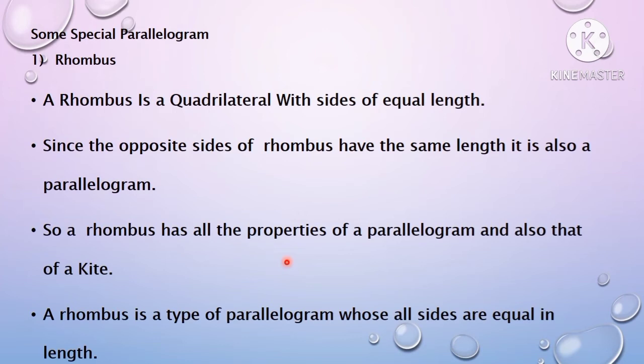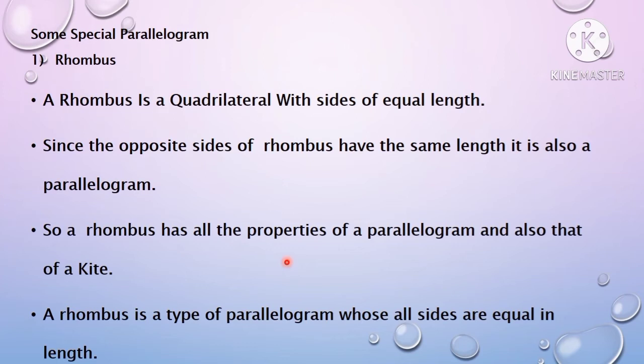Do you remember, children? For a parallelogram, opposite sides are equal in length and parallel. For a rhombus, opposite sides are equal in length, and for a kite also the same thing. That's why the rhombus has all the properties of a parallelogram and also that of a kite.